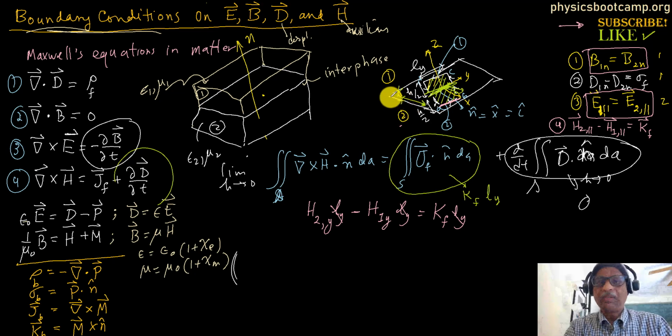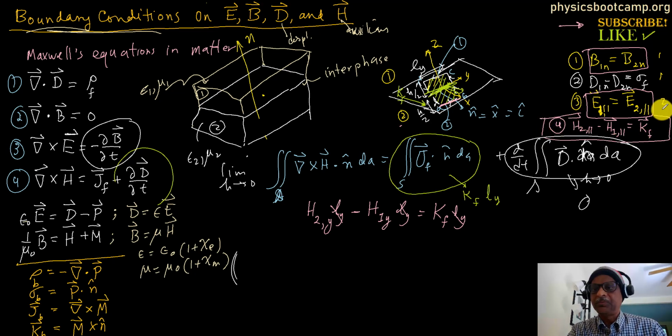Over here the K_f was in the x direction. Okay, so these are the boundary conditions. Even this is very useful, in situations all over the place, to relate the field at one place to the other place.